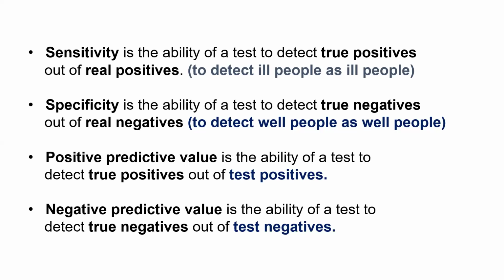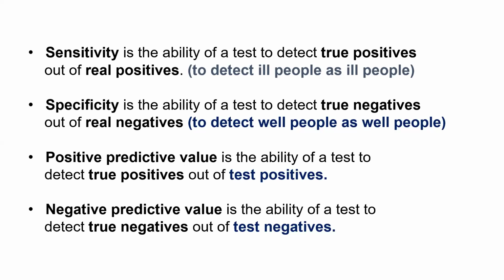Specificity means the ability of the test to detect true negatives out of real negatives. That means the ability of the test to detect those who don't have the disease as negative. Sensitivity is the ability of the test to detect diseased people as positive. These are the two major measures we use, sensitivity and specificity.